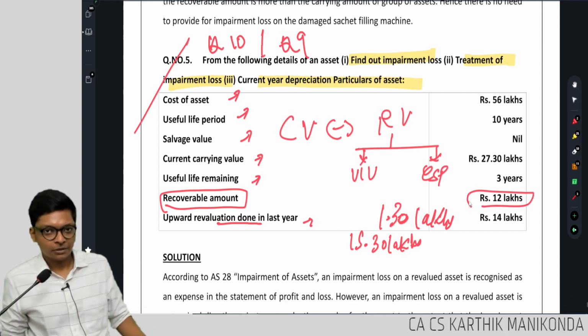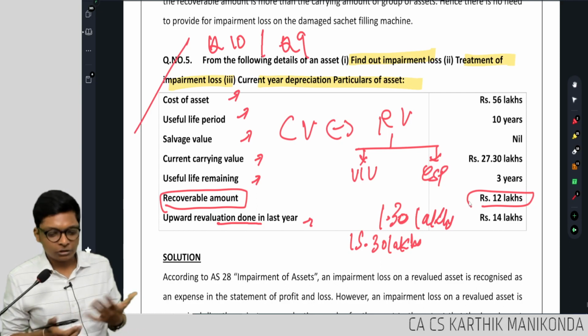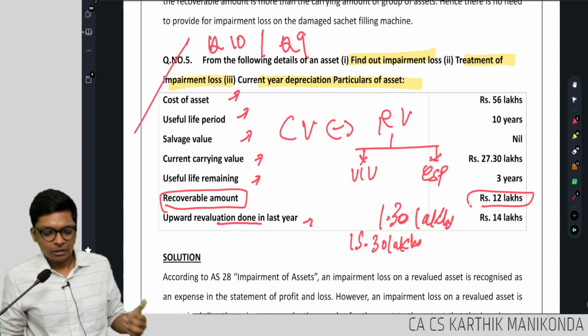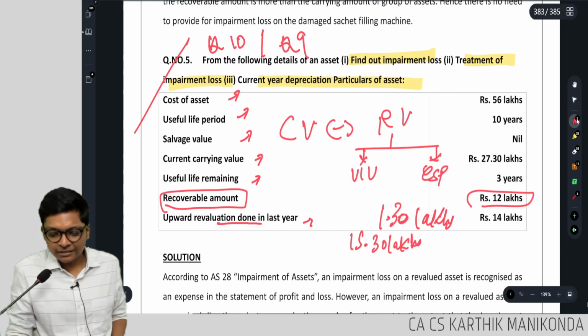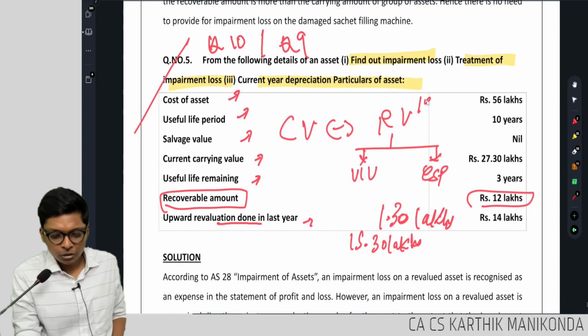Given. Who's searching for value in use? Not there. Why will you search? Estimated selling price, not there. So copy paste. How much, guys? Copy paste the 12 lakhs.